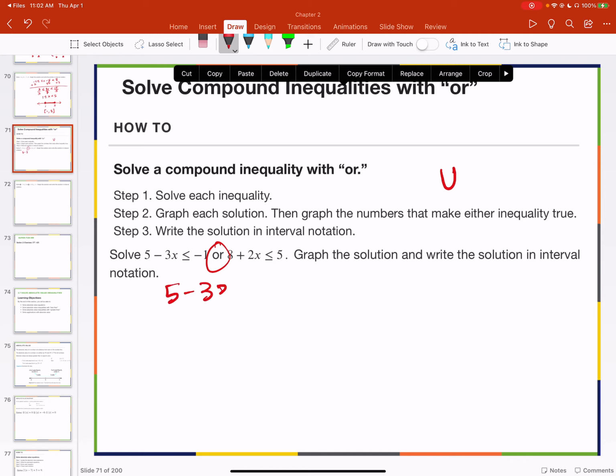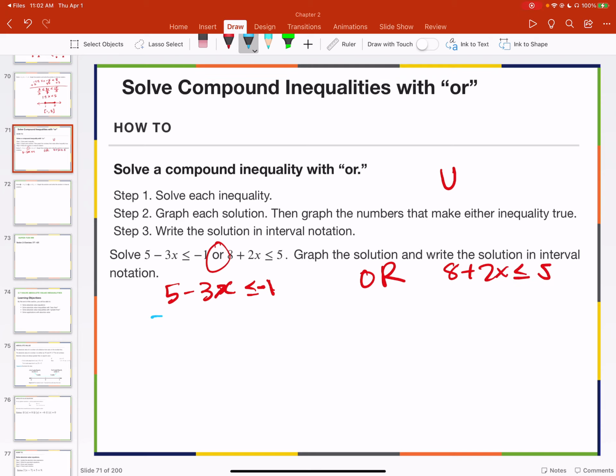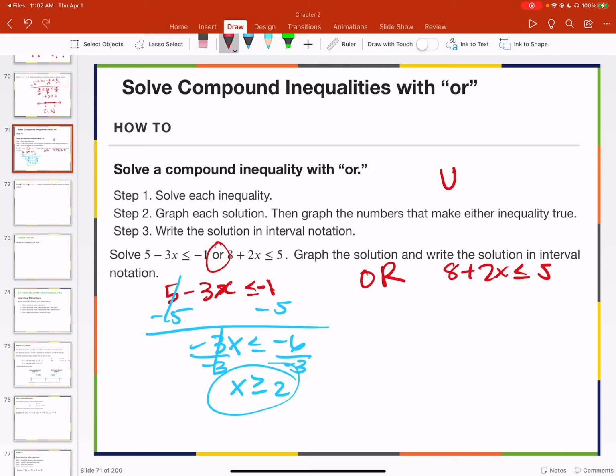So 5 minus 3x less than or equal to negative 1, or 8 plus 2x less than or equal to 5. So I'm going to change the color. So I'm going to go ahead and solve the first one. Negative 3x less than or equal to negative 6, divide by negative 3, and then of course we know by now x greater than or equal to 2, we flip the sign, okay? So that's one of them.